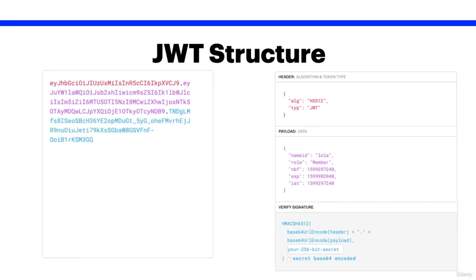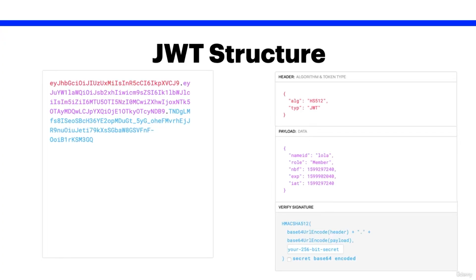Now the second part in this token is the payload, and this is where we can contain information about our claims and our credentials. So we can have things like the name identifier, what the username is, what roles the user's in, and any other claims that the user has about themselves. When we say claims, we really mean that a user is claiming to be something. So in this case, Lola, or this user, is claiming to be Lola.